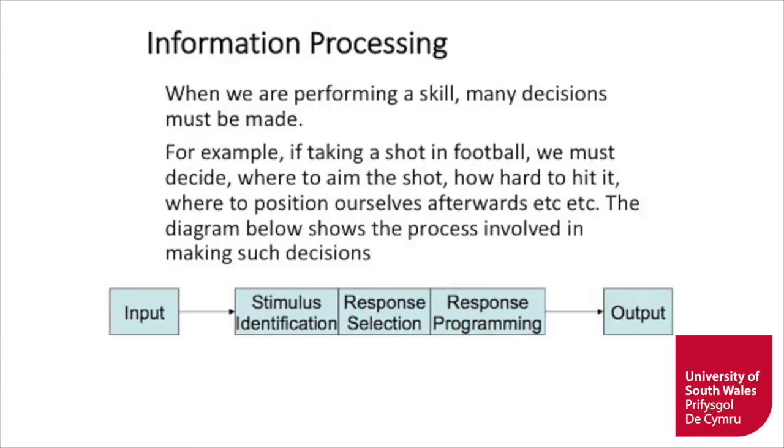So the input might be that we received the ball. The stimulus is identified. We're then going to decide a response selection. Right, are we going to shoot? Are we going to pass? Are we going to dribble? Which direction? And so forth.